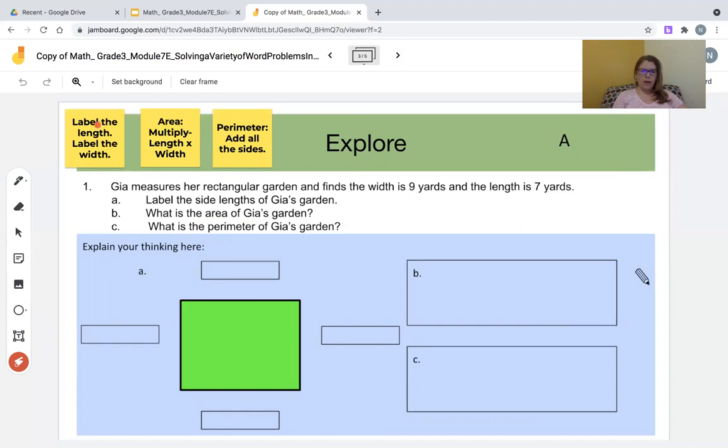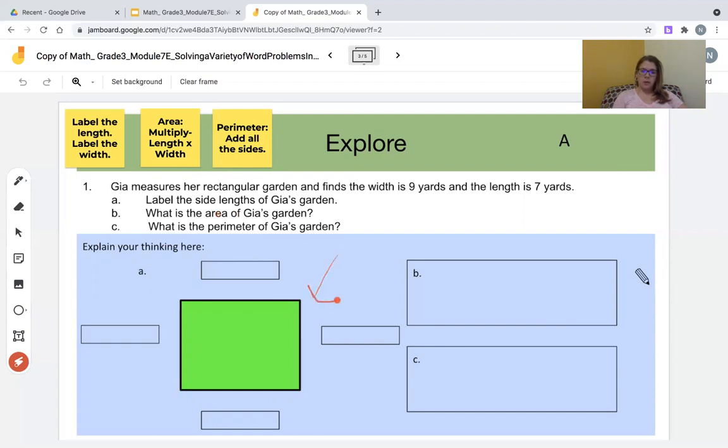Step 1, label the length. Label the width. Step 2, determine the area. You may multiply length times width. Step 3, determine the perimeter. Remember to add all the sides. Press pause, complete these 3 steps using the blue section to explain your thinking.